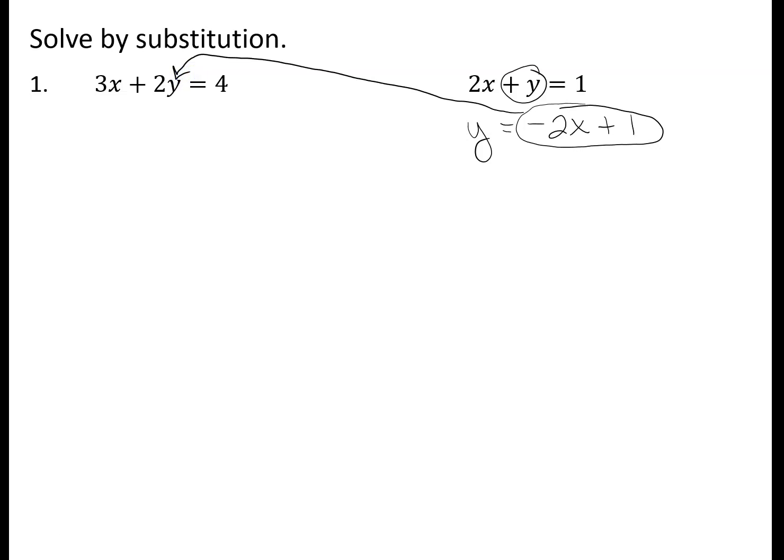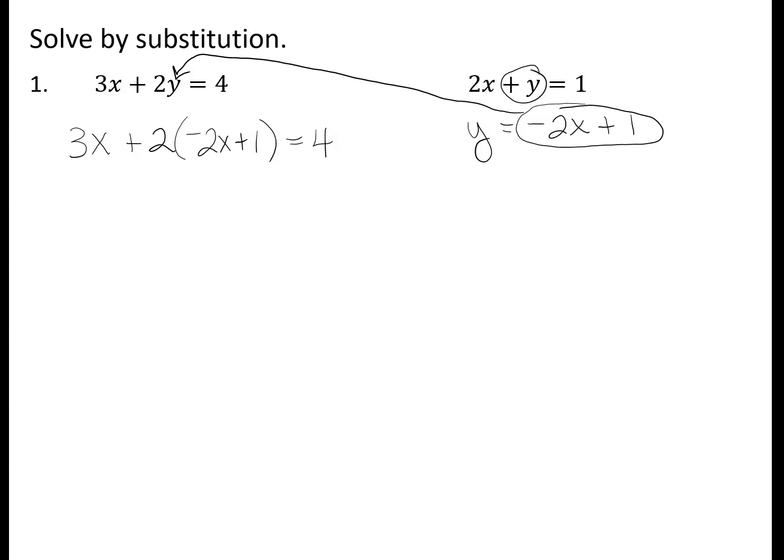So we're going to equation 1. We're going to write the whole thing down. We write the 3x, the plus 2, but when we come to y, we're going to replace it with negative 2x plus 1. Bring down the equals 4. Okay, so now I need to solve that equation.